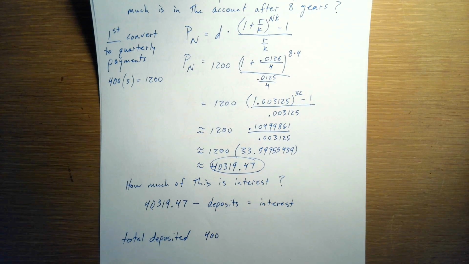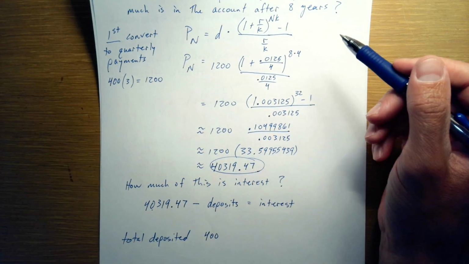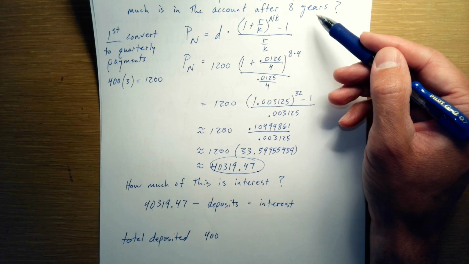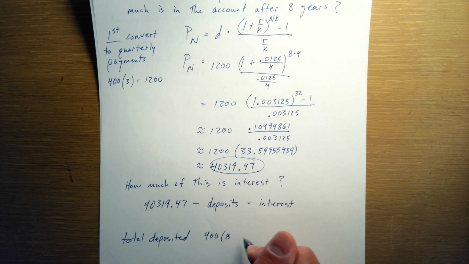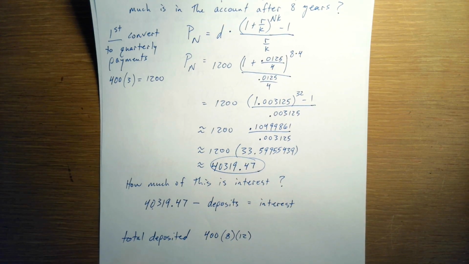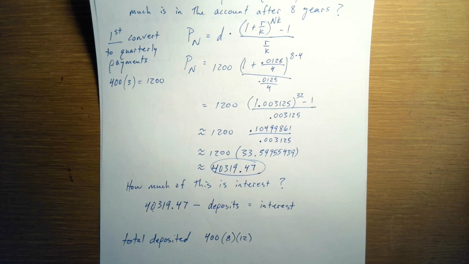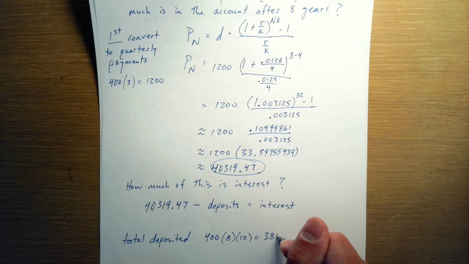So our total deposited is $400 per month, but that took place over 8 years. And so that's times 8 years, but there are 12 months per year. So that's 400 times 8 times 12. And this comes out to be $38,400.